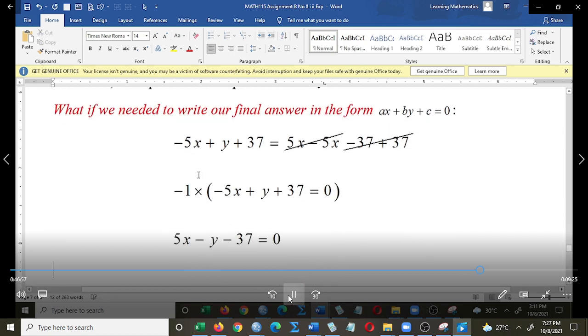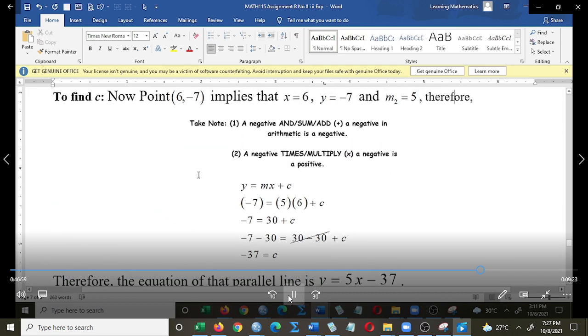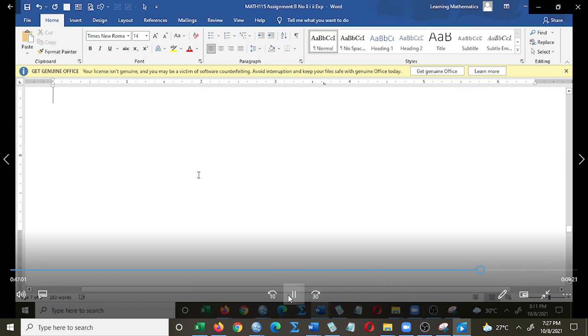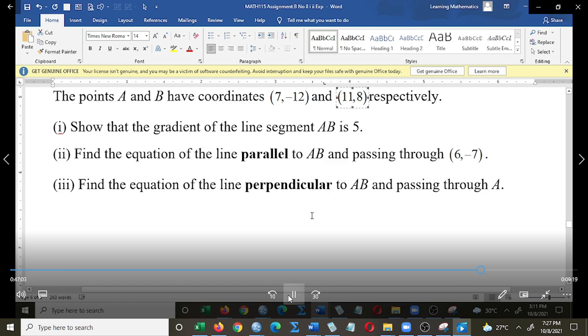Now, let's move on to part 3. Part 3 says we have to find another equation, isn't that so? Yes, a line perpendicular to AB passing through point A. Why is that information about A given?